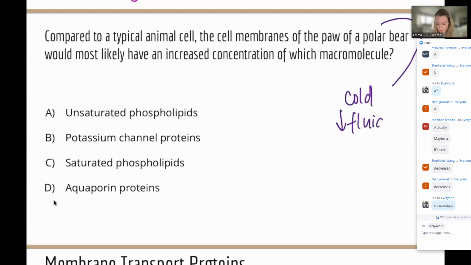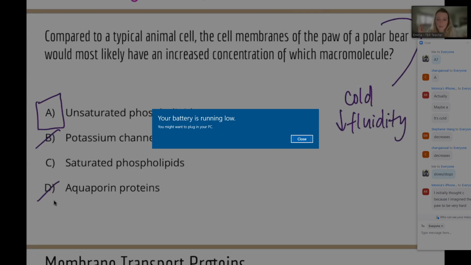So we're always trying to move towards normal, which means that we want to have more fluidity, maybe more cholesterol in this case, but cholesterol isn't one of our options. So these two are just basically distraction answers. When we're thinking about saturated versus unsaturated phospholipids, something that's going to give us more flexibility and more fluidity is going to be A, unsaturated. So you can see how it's one of those multi-step questions.